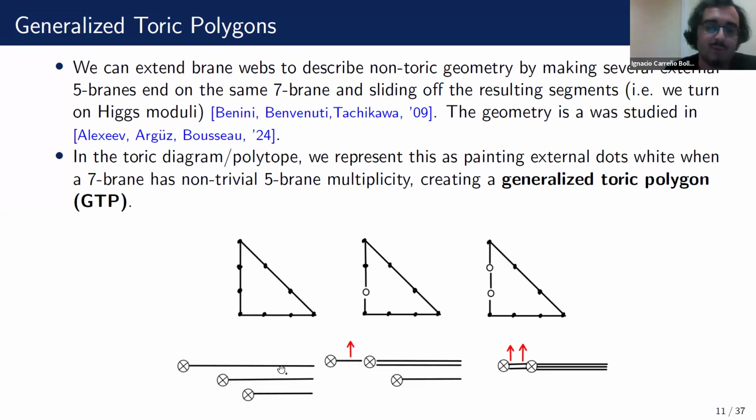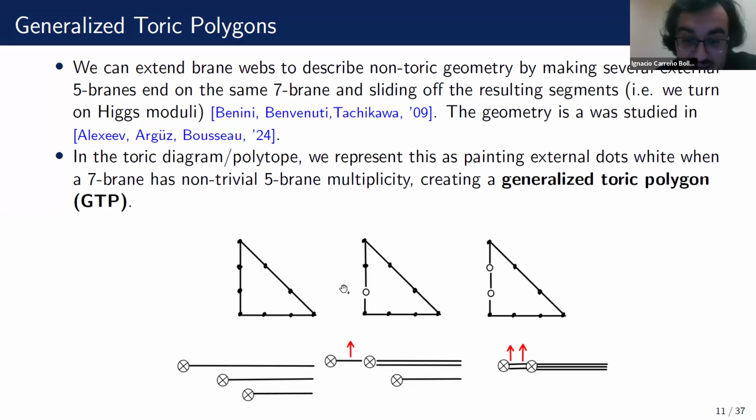So first, we force the 7-brane in the middle to end on the 5-brane in the top. This results in the formation of this segment that we can slide off in the Higgs branch. So we end up with this 7-brane with 2 5-branes ending on it. This is represented on the generalized toric polygon as the appearance of this white dot, which means that these 2 5-branes end on the same 7-brane.